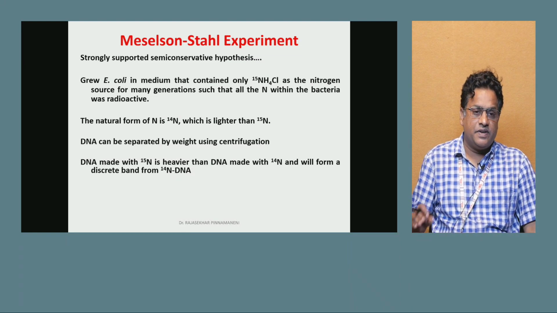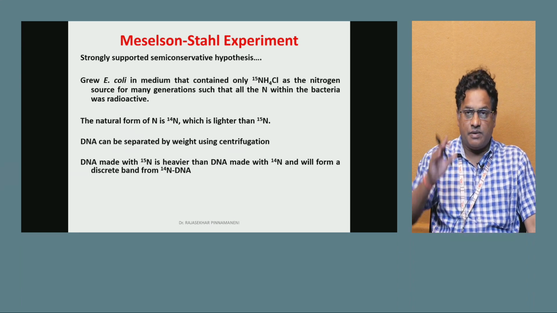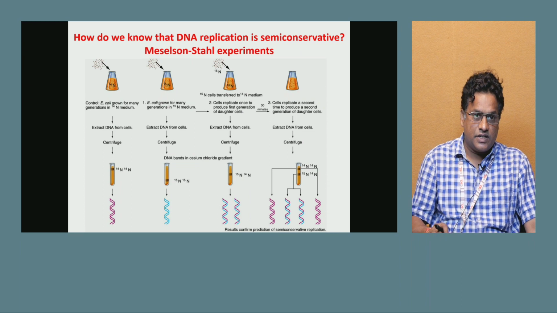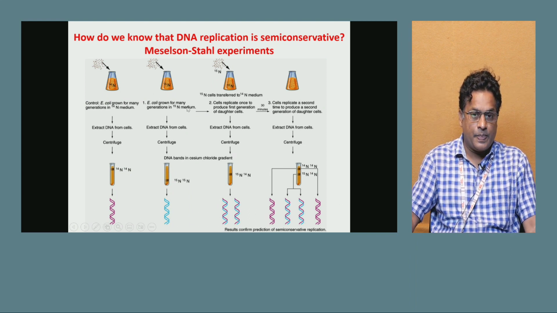So DNA made with N15 is heavier than with N14, and will form a discrete band. You can find a discrete band. So that is what he did. He grew E. coli and extracted all the DNA from the cells, and centrifuged it. Now you are finding all N14. Now he has taken N15, and now you are radio labeling it, so all the bacteria are labeled with N15. You are finding all the DNA which has been centrifuged is N15.